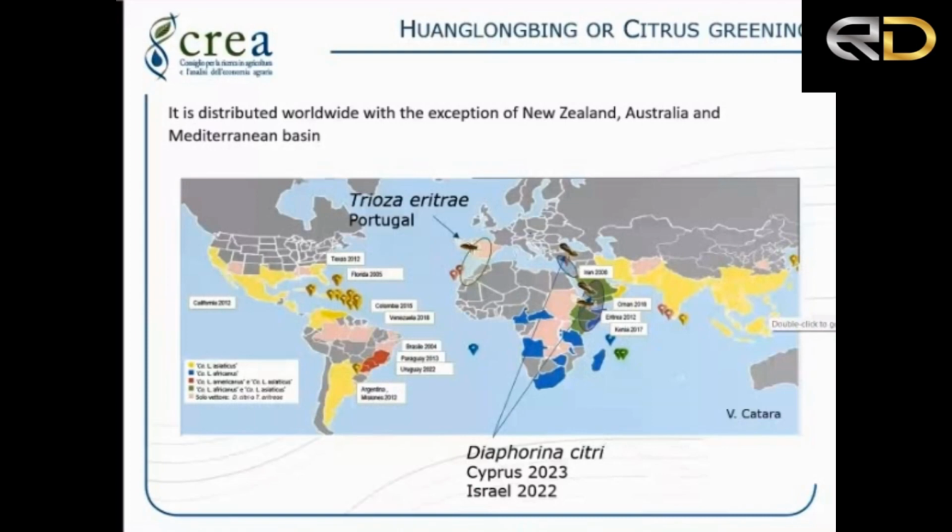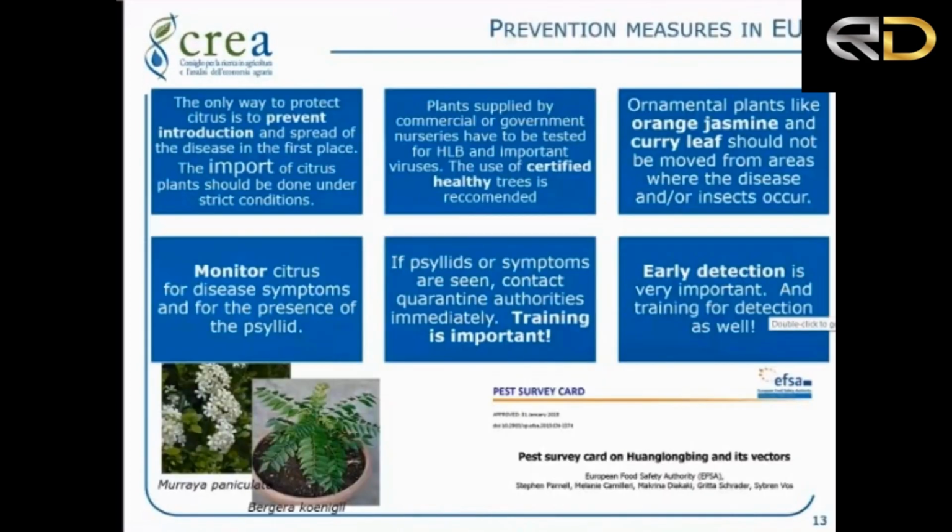So in Europe, many prevention measures are starting to be applied because we have understood that the only way to protect citrus is first of all to prevent the introduction and spread of the disease. The import of citrus plants should be done under strict conditions. Plants supplied by government or by commercial nurseries have to be tested for HLB and important viruses. In this case, the use of certified healthy material is recommended.